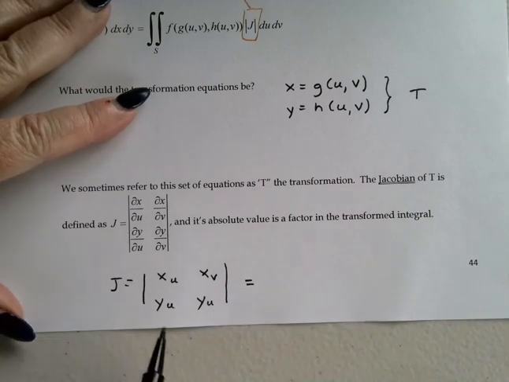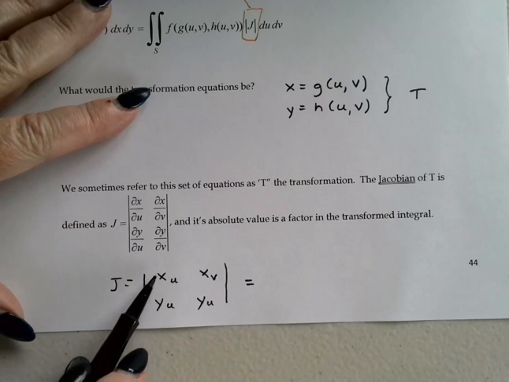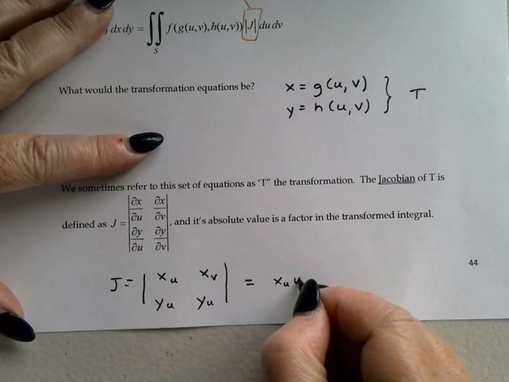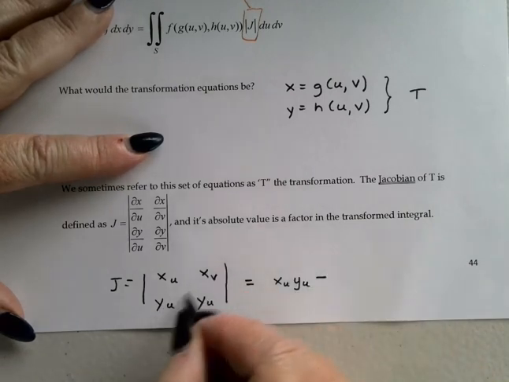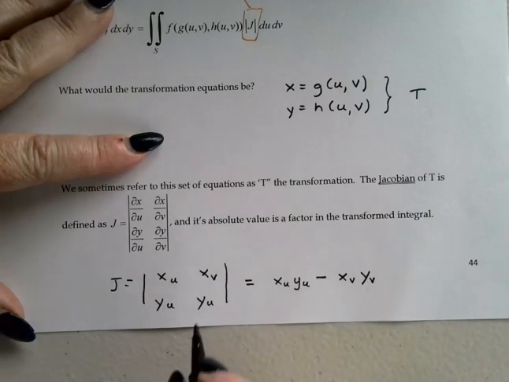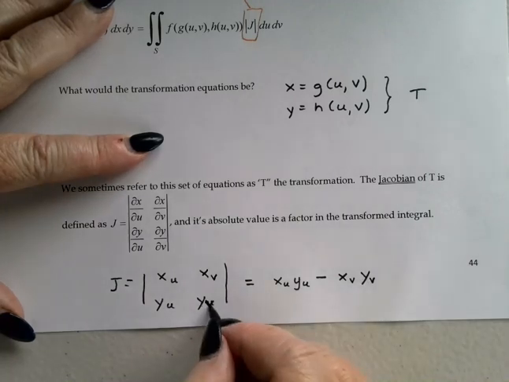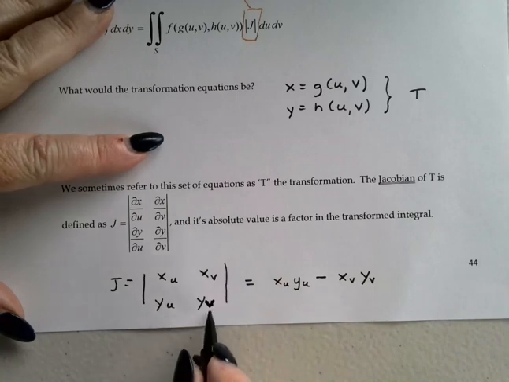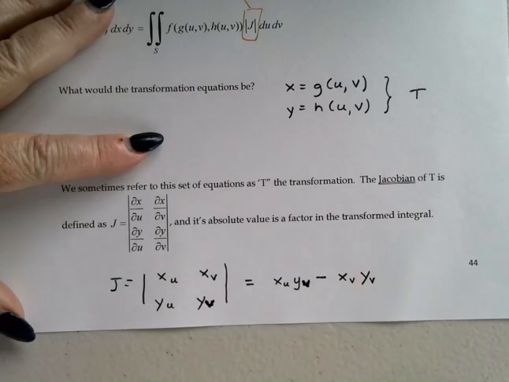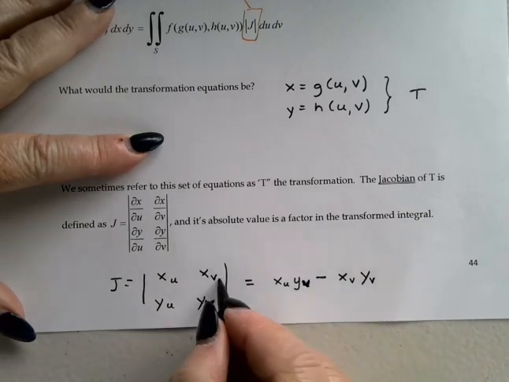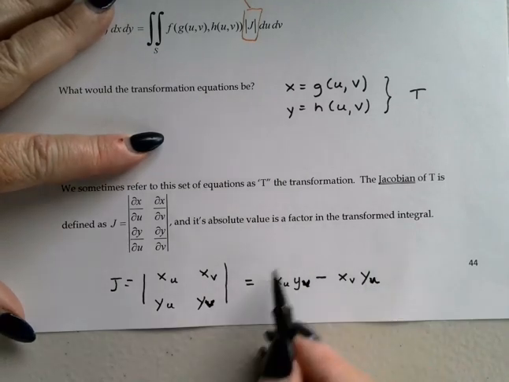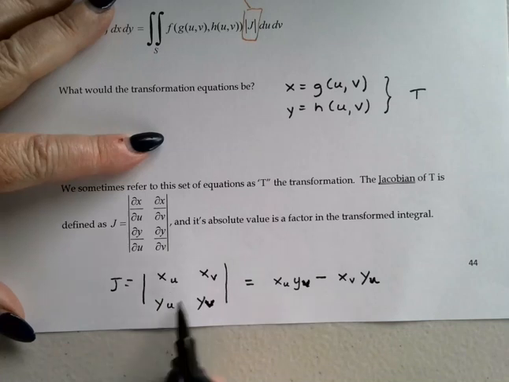To evaluate this 2 by 2 determinant, we just do our downward diagonal, x sub u, y sub u, and subtract our diagonal in the other direction, x sub v, y sub, whoops, I'm sorry, I miswrote. That should have been y sub u, y sub v. So we have x sub u, y sub v, minus x sub v, y sub u. There we go. I don't usually use this formula anyway. I just usually multiply them and subtract.